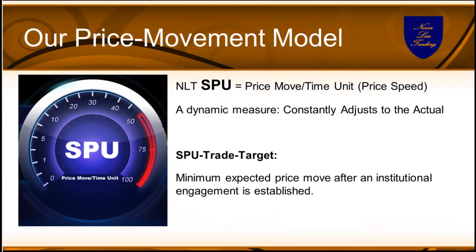Combined with our price move model is what we call the SPOO. The SPOO is the price move per time unit observed that is predicted after institutional engagement is found and confirmed. So it's a dynamic measure. It changes bar by bar and always gives you an actual of the minimum expected distance the price is going to move from entry where you get into a trade. So back to the chart and let us see how that is put forward.